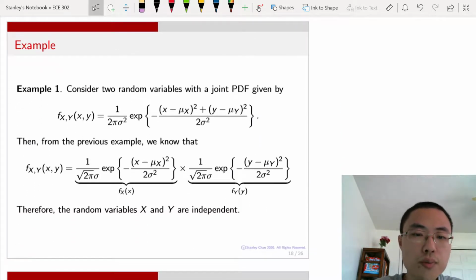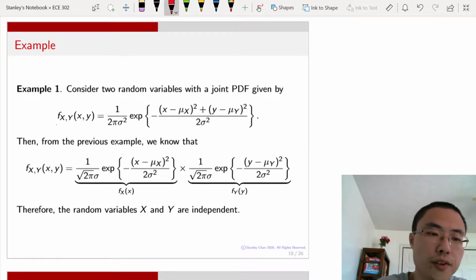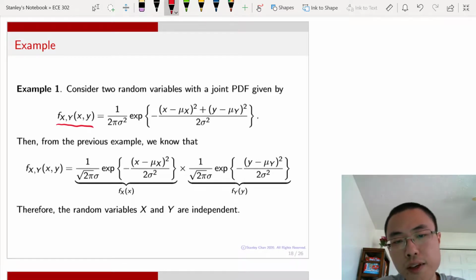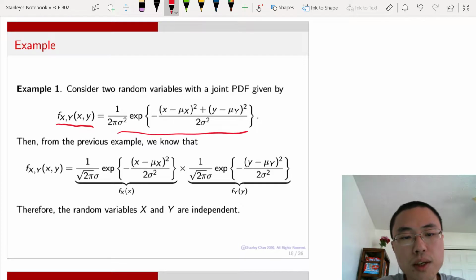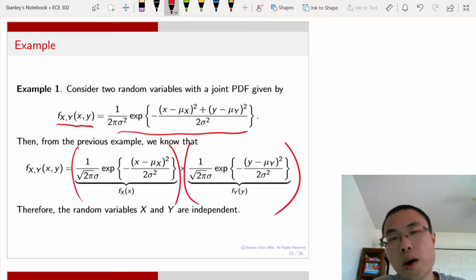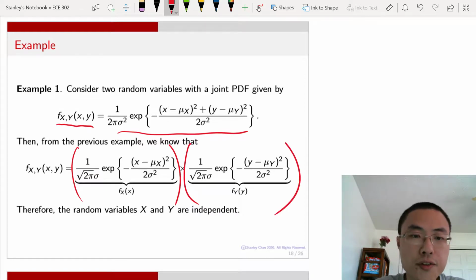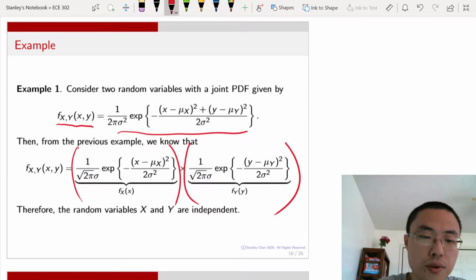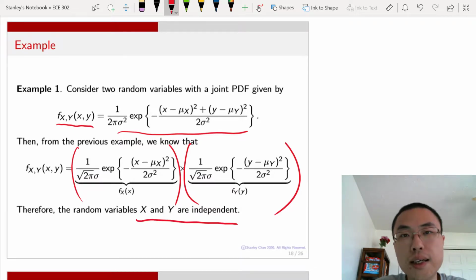So going back to the previous example, we have this joint PDF given by this equation, and you can write them as a product of two individual marginal PDFs. Okay, and therefore you can say that x and y are independent because you are able to factorize them into two different marginal PDFs.